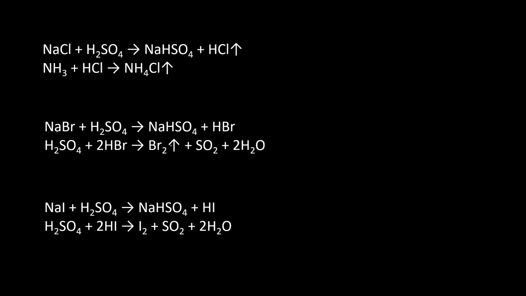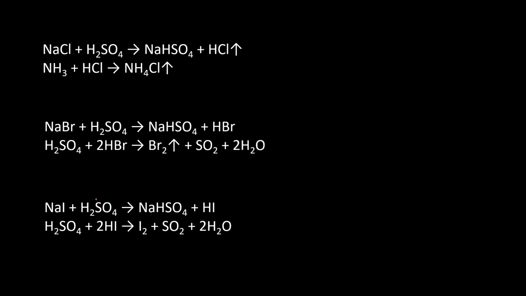Similar thing happens with bromide, it forms hydrogen bromide, same concept, release of weak acid by the strong acid. And then what happened? This hydrogen bromide is a reducing agent, while concentrated sulfuric acid is oxidizing. So this hydrogen bromide is oxidized by concentrated sulfuric acid to reddish brown bromine vapors, and the sulfuric acid is reduced to sulfurous acid, that means sulfur dioxide and water.